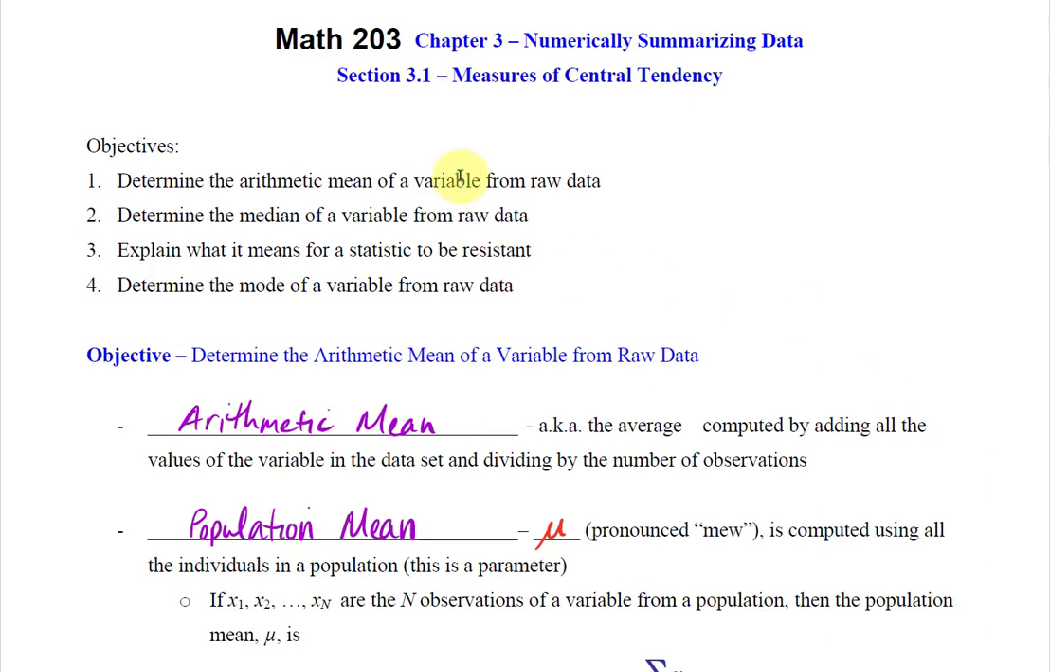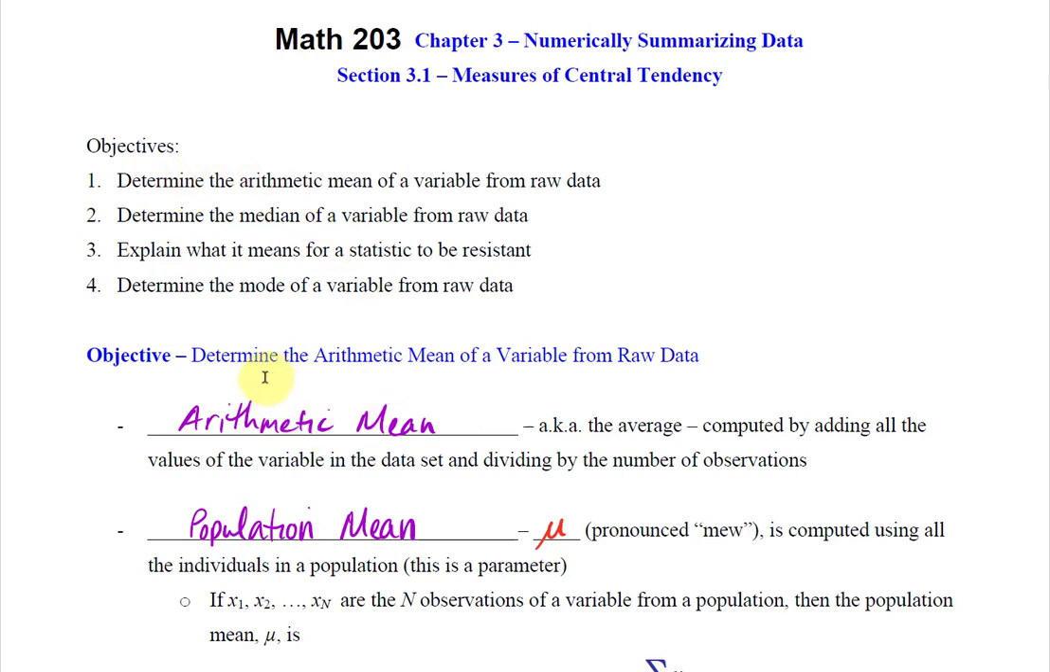In chapter 2, we represented the data using graphical representations. Now, in chapter 3, we are representing the data numerically. The first section is about the measures of central tendency. There are a few objectives in this section.